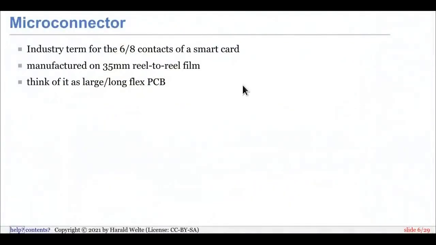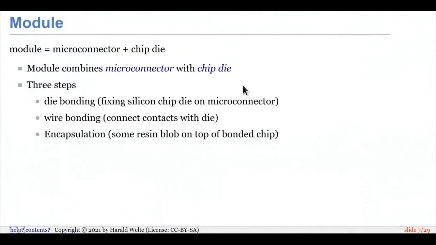So if we combine the chip with this microconnector, we end up with what's called a module. That's basically combining all the electronic parts of the SIM card without the plastic yet. So we use the microconnector and the chip die, and we have 3 steps. First, die bonding, where we fix the chip on this microconnector. Then wire bonding to connect the contacts on the microconnector with the die. And finally, encapsulation, where some resin, epoxy, whatever blob is put on top of the chip to protect it.